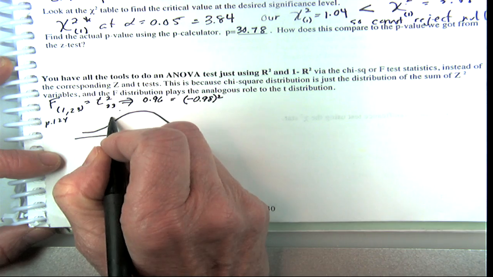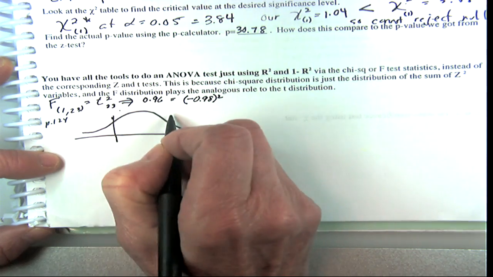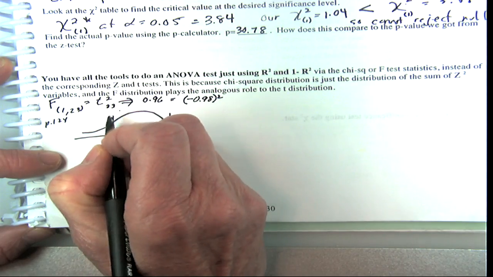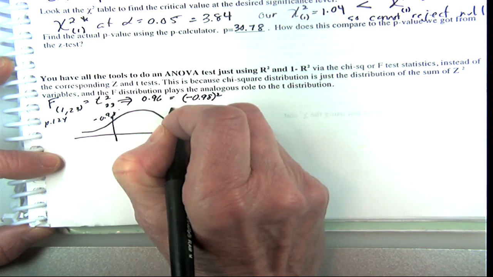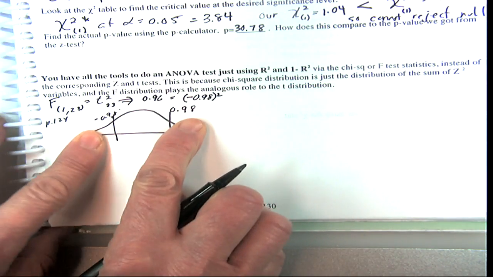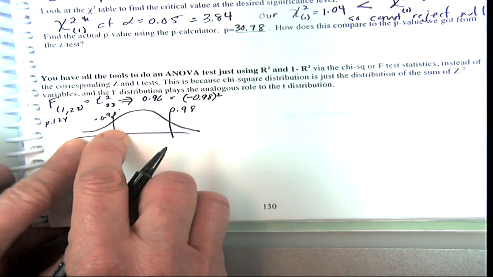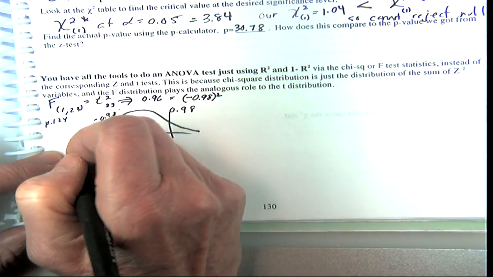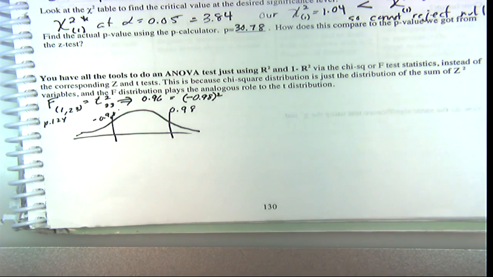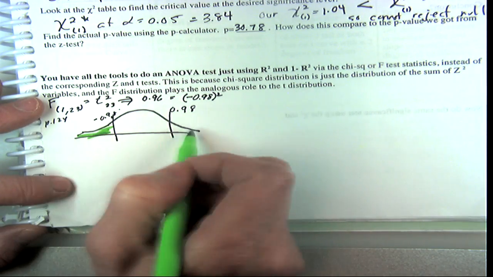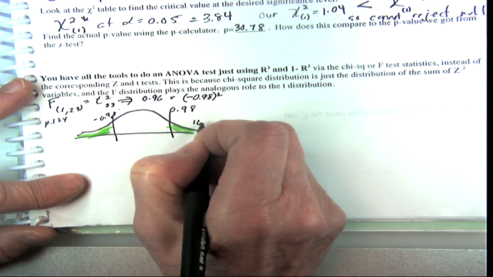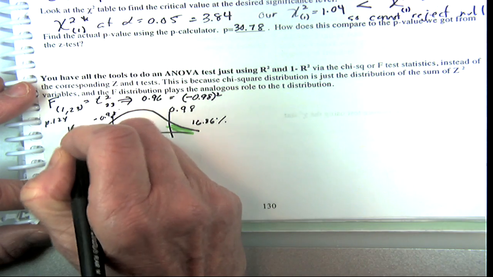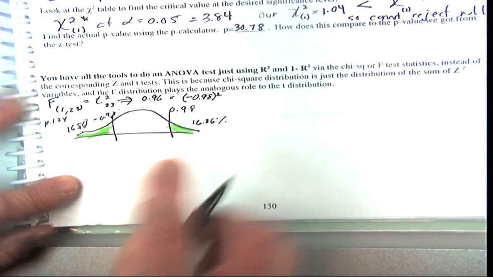And we got, between negative 0.98 and positive 0.98, we were looking at just this tail. On either side, I'll just do it on this side, we got 16.86% on either side. Okay, that's what we did.